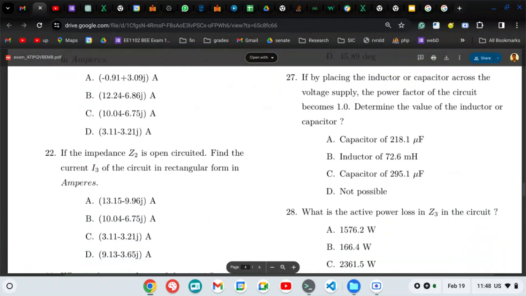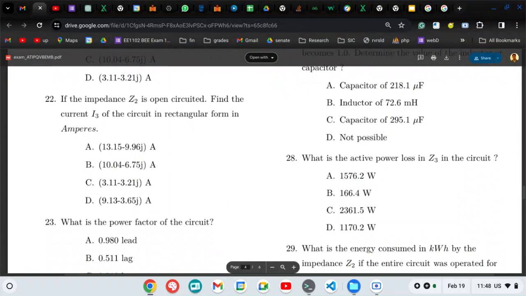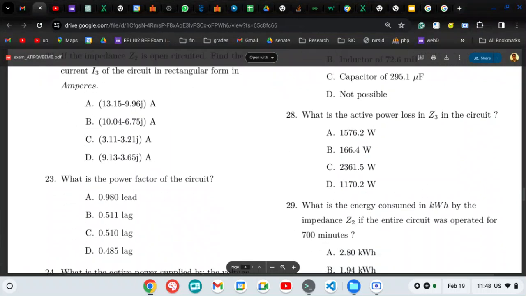Question 22. Z2 is open circuited. Find the current I3. So the answer is the same because it doesn't change. Okay, B is the answer here.